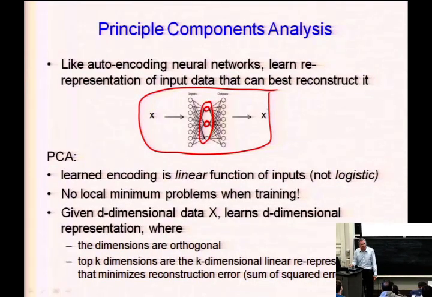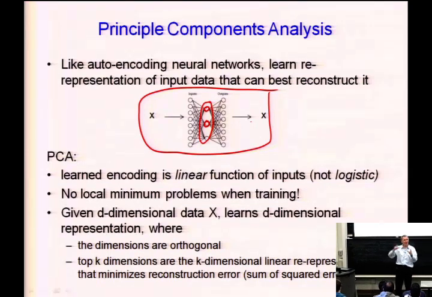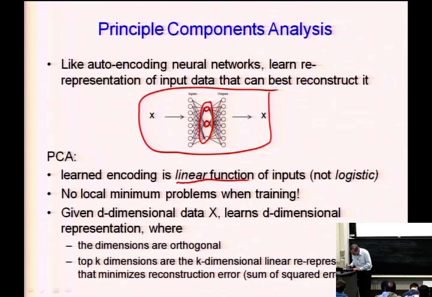So in PCA, we have the same kind of task. We want to come up with a lower dimensional representation of the input that allows us to minimize the sum of squared errors if we then go from the low dimensional representation and try to reconstruct that input. And just like when we train the neural network, we want to minimize the sum of squared errors. But with PCA, there are a couple differences. One is we have a linear function instead of a logistic function for calculating the values along each dimension from the inputs. It's a linear function.